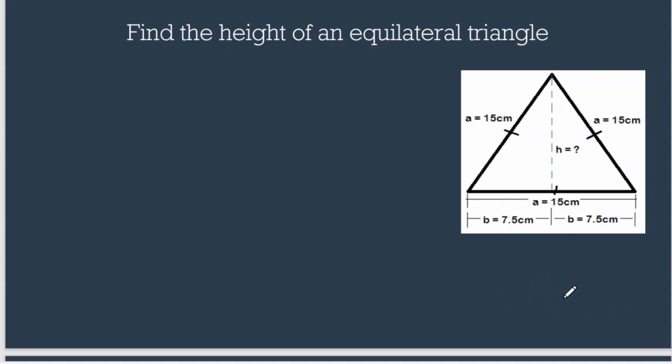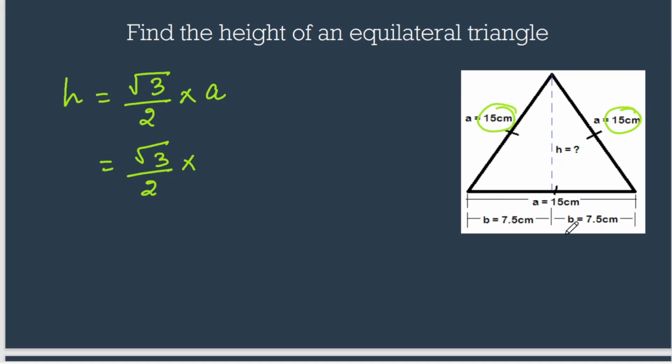Find the height of an equilateral triangle. So we know the height of an equilateral triangle if we know the side, that is h equal to root 3 by 2 into a. What is a? Our a is here 15. So we'll take complete a, that is 15. So finally we got the value, that means it will be 7.5 root 3. Okay. Next.